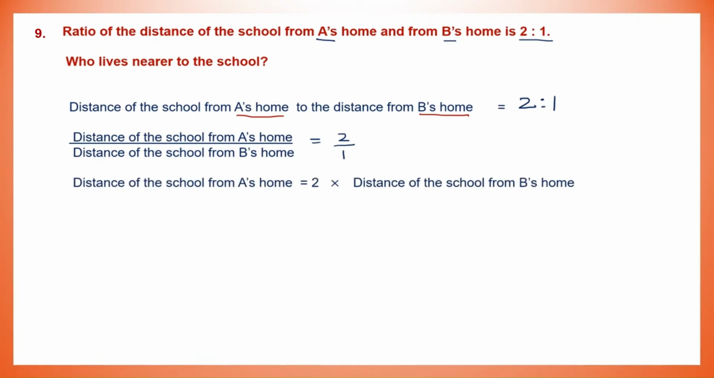Now if we have to find the distance of the school from A's home, we write 2 into, now this distance, we have taken it to the other side. So it becomes 2 into the distance of the school from B's home. So from A's home, it is 2 into B's home. That means B lives nearer to the school than A, isn't it? Because A's home is twice the distance from B's home. So now we know that B lives closer to school than A.